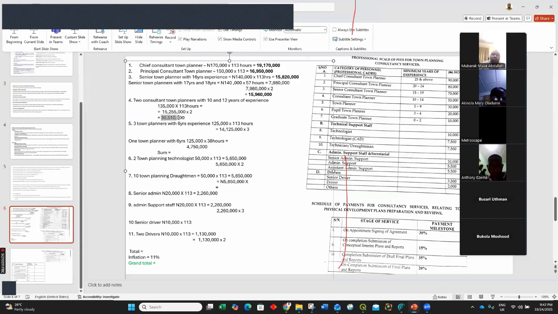Then 3 town planners with 6 years. Let's calculate that. The maximum is 125. Then 125 times 113 hours. 14M. Then 14M times 3 for the 3 of them. How much is it? 14 times 3. So the final amount.